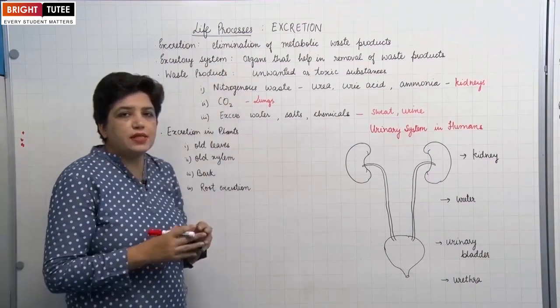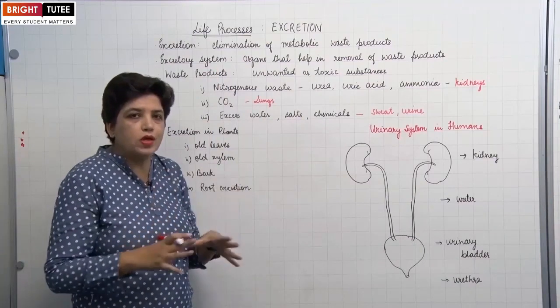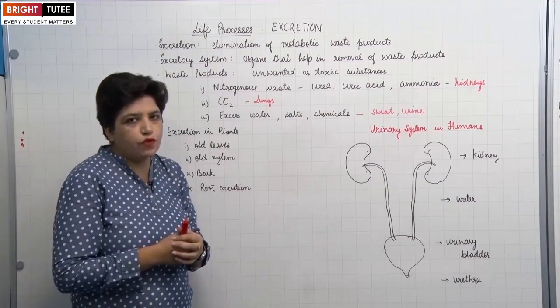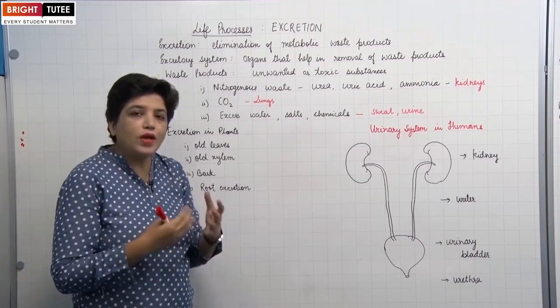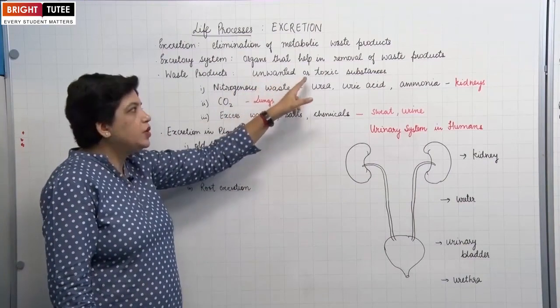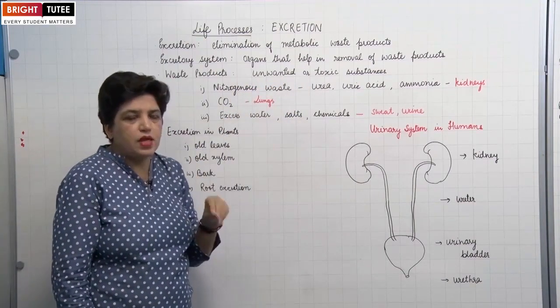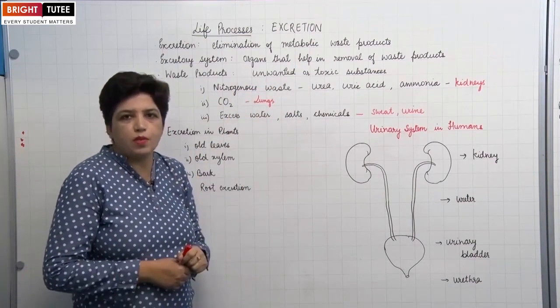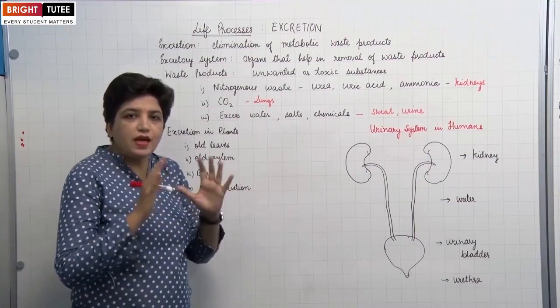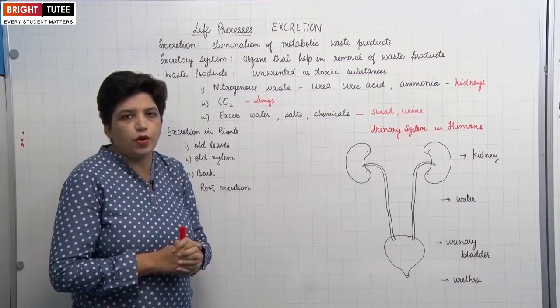The excretory system consists of all the organs and the tissues which help in removing the waste products from the body. So what are these waste products? The waste products are unwanted, usually toxic substances which are the byproducts of metabolic processes. They have to be removed to maintain a favorable condition inside the body.